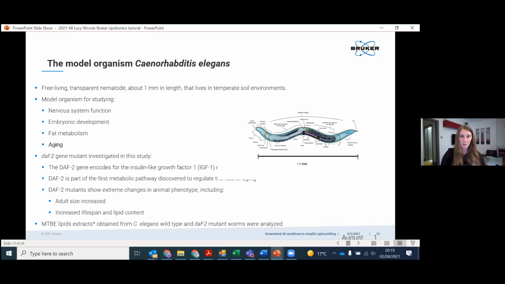So the DAF2 mutant is interesting as it's known to show changes in the aging mechanism. So it has an increased lifespan and it has an increased lipid content. So we ran this through our lipidomics pipeline to see if we could see a difference in the lipid composition between the DAF2 mutant and the wild type.